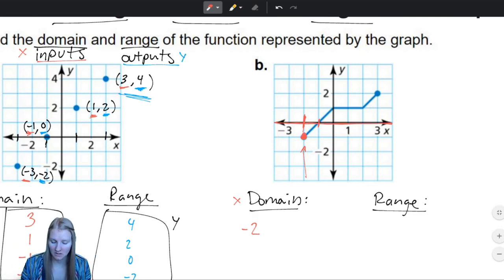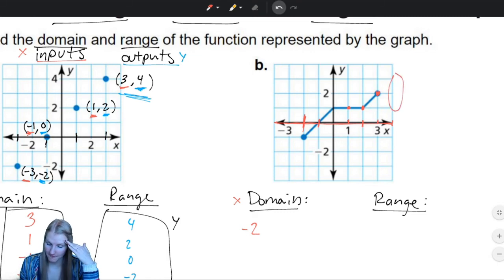Okay, that makes sense. Now, what is the biggest x value I can have? Let's see. I have 1. I have 2. I have 3. Do I have 4? Oh, there is no point at 4. So 3. The graph stops at 3. So the biggest number I can have in my domain is 3.